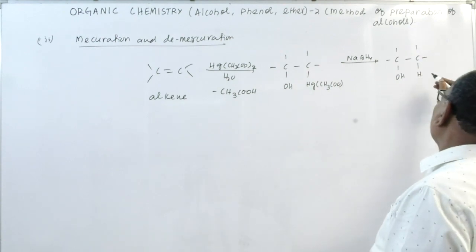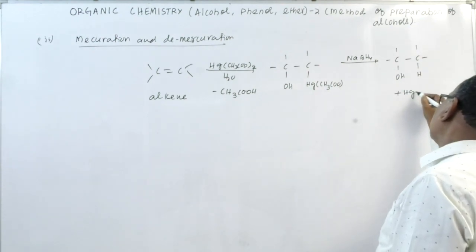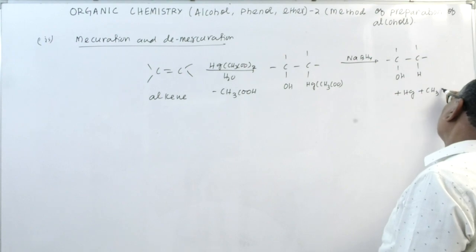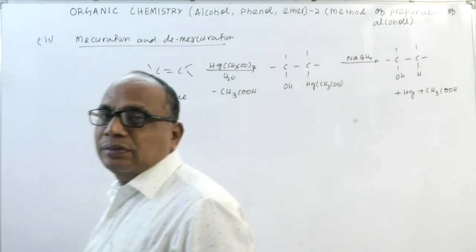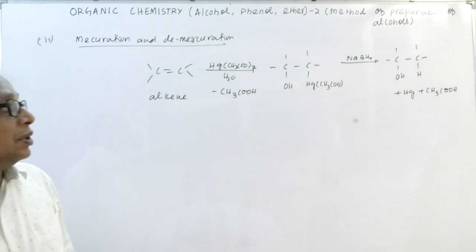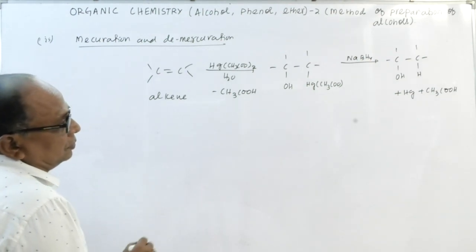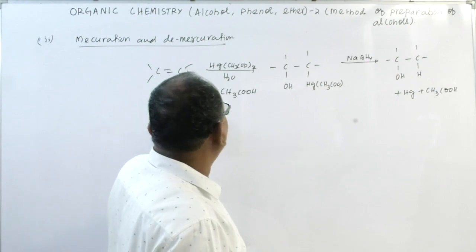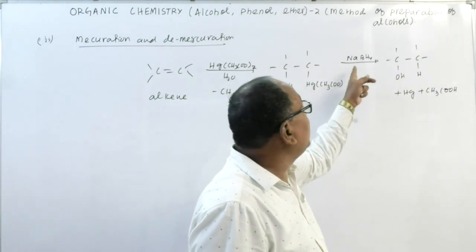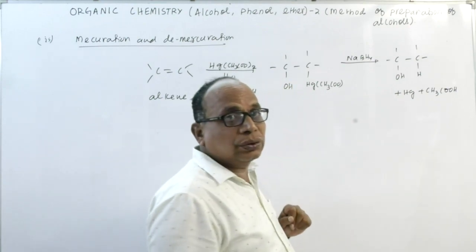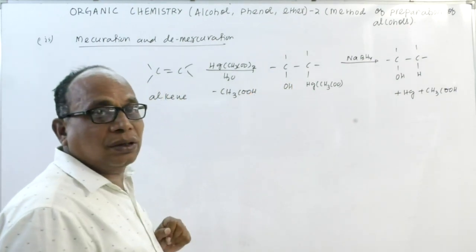And reduction plus Hg plus acetic acid. So that is called mercuriation, and this conversion is called demercuriation. De means loss. Loss of mercury.